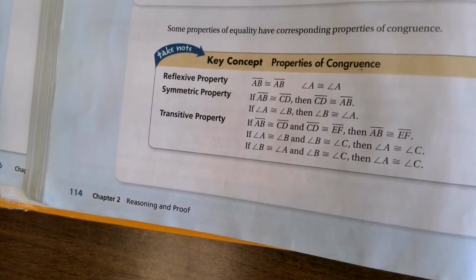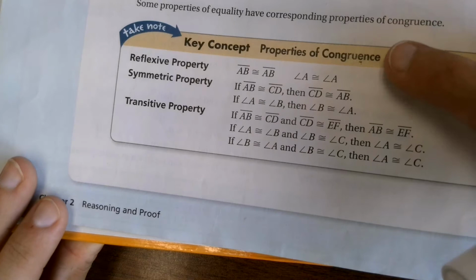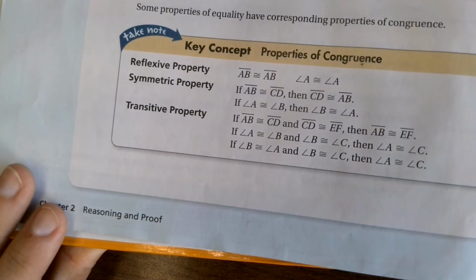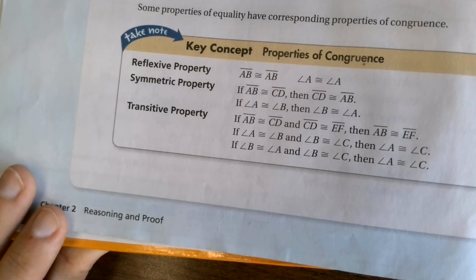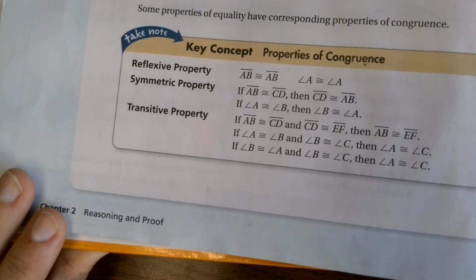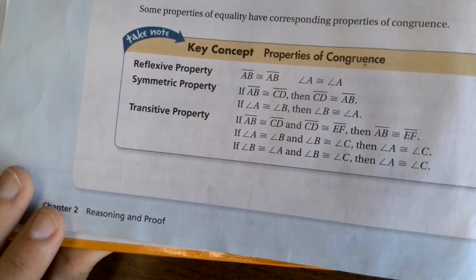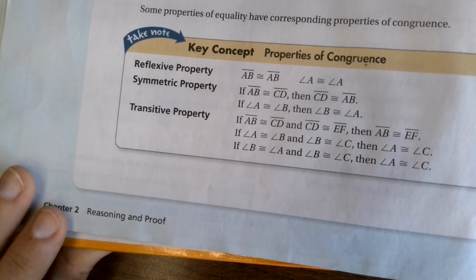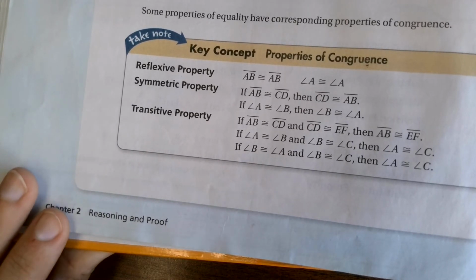I didn't have you write down the properties of congruence because they are all very similar. The only difference is that with properties of congruence, which you can abbreviate POC, instead of talking about lengths or numbers, we're talking about the actual objects. So one of those kind of picky things that if I'm talking about the reflexive property and I say AB without the line above it, then I would just say AB equals AB, and that would be a property of equality.